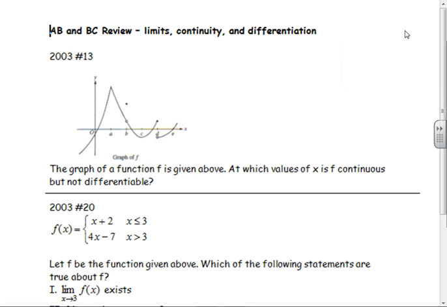This finishes off our limits and continuity and differentiation. This is 2003, problem 13. So what we did yesterday, and I didn't give you the choices here. It says: the graph of the function given above, at which values of x is the function continuous but not differentiable?